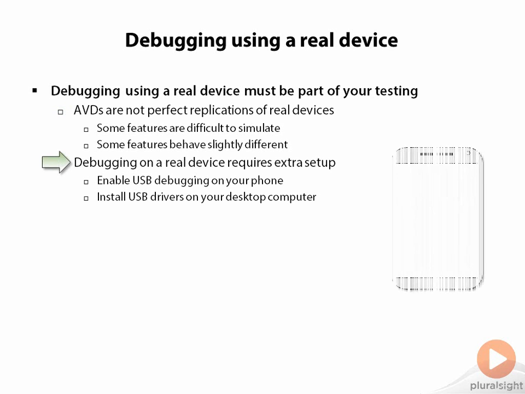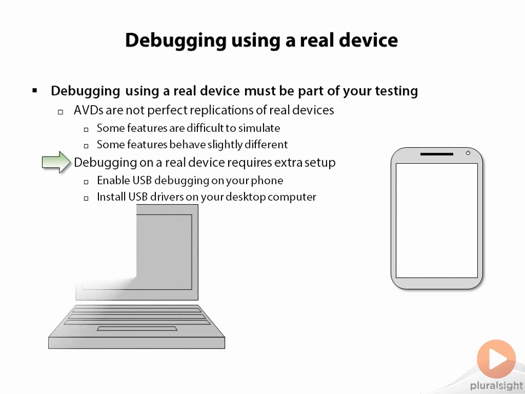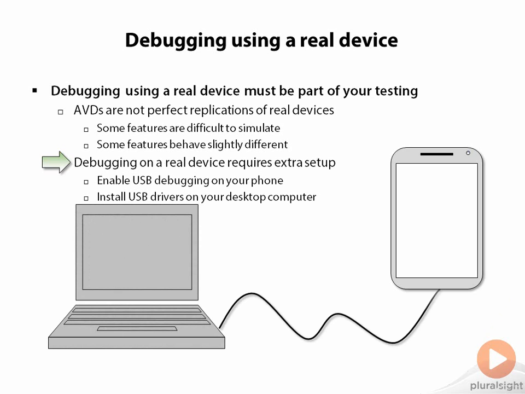Now, debugging on a real device requires some extra setup because you've got the device itself, you've got the computer, the desktop or laptop that you're working from, and you're going to hook these two together using USB. Right? That's a term we often refer to as tethering. So we tether these together.